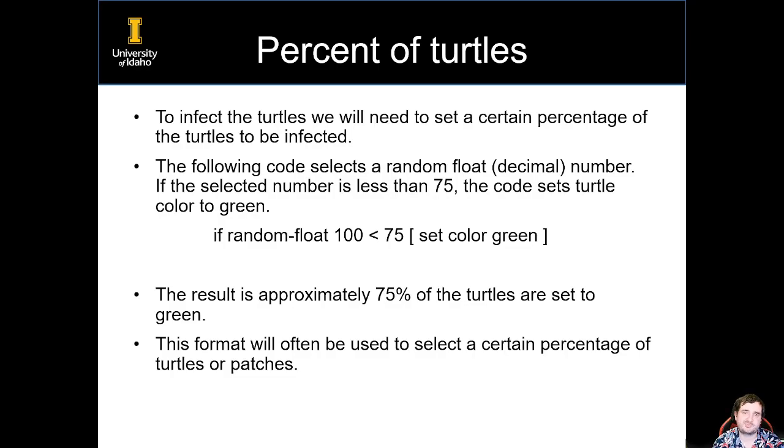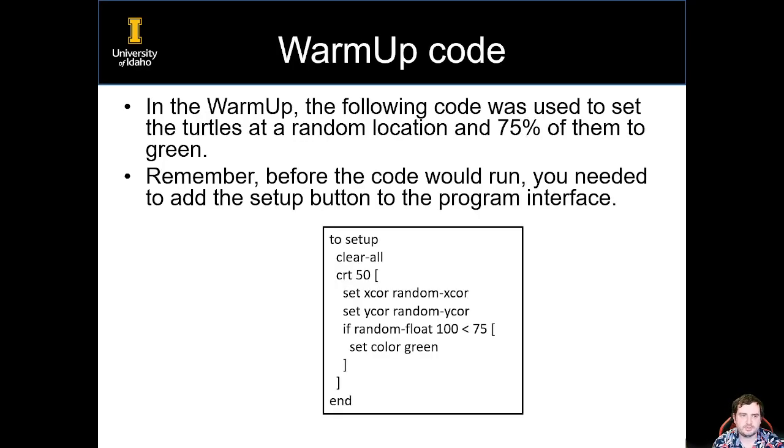What this will result in is approximately 75% of the turtles being green. It is theoretically possible for all of the turtles to choose a number that's greater than 75, and so none of the turtles are sick. Statistically speaking, that's not going to happen. This format we're going to use to select a certain percentage of turtles or patches. This is a very common system to use, both in NetLogo and in other languages as well, to choose that decimal value.